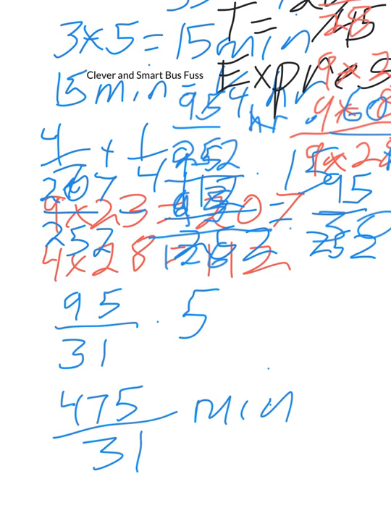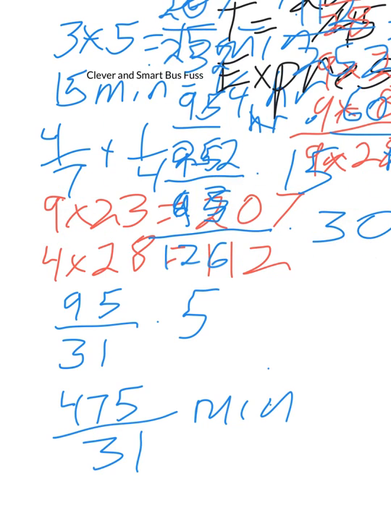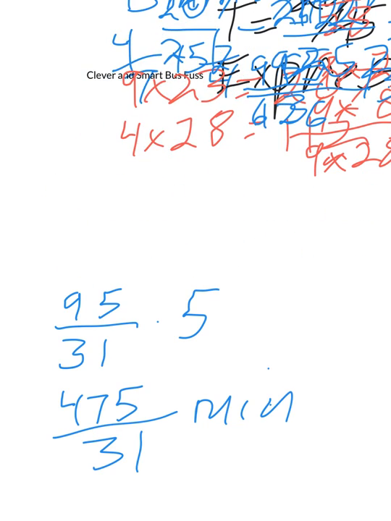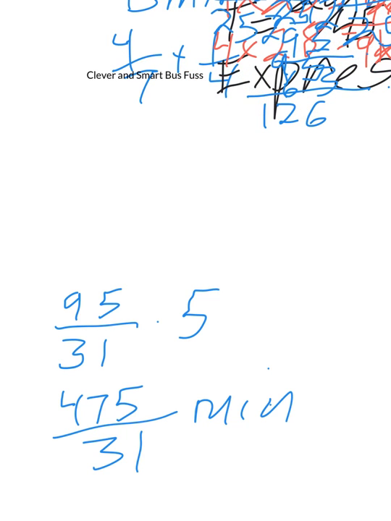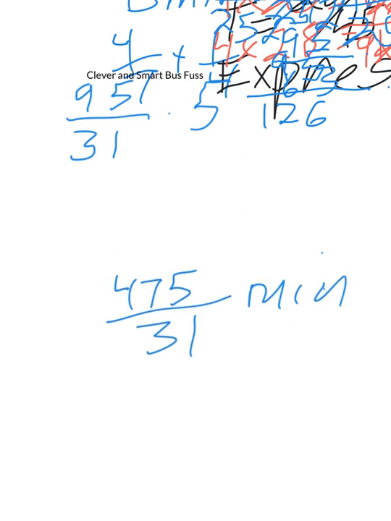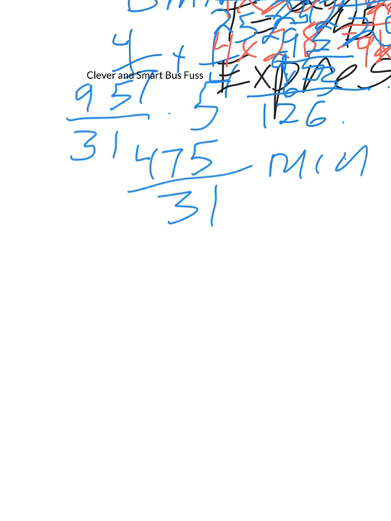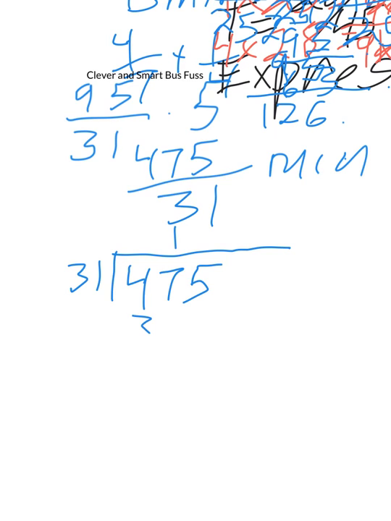Well, I'm almost there. Now all I have to do is do a little division problem. So let's give ourselves some more room. Let's get rid of some of this stuff up here because we're going to do a little long division problem. And here we go. We're going to do 31 into 475. 31 goes into 47 one time. 31. We subtract. We get 16.